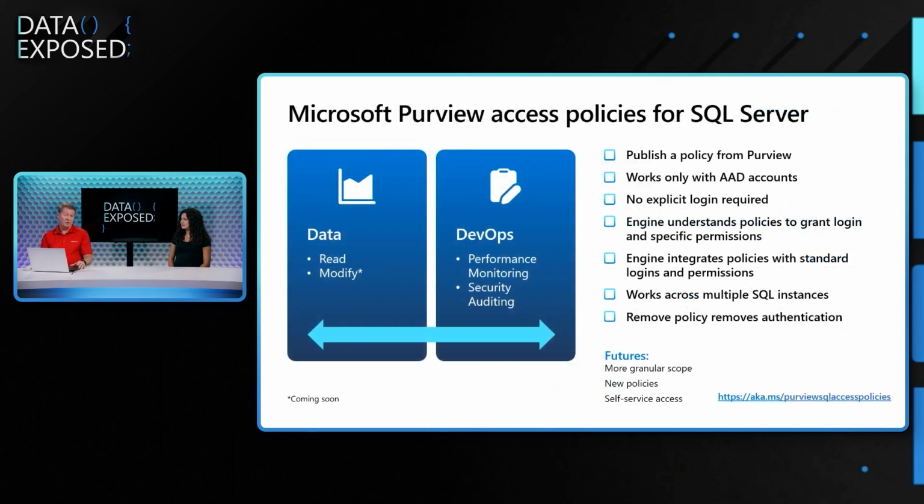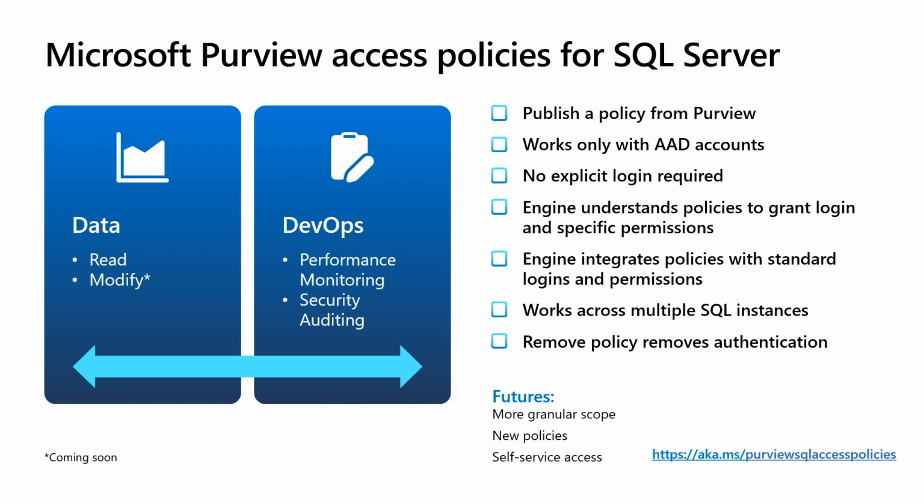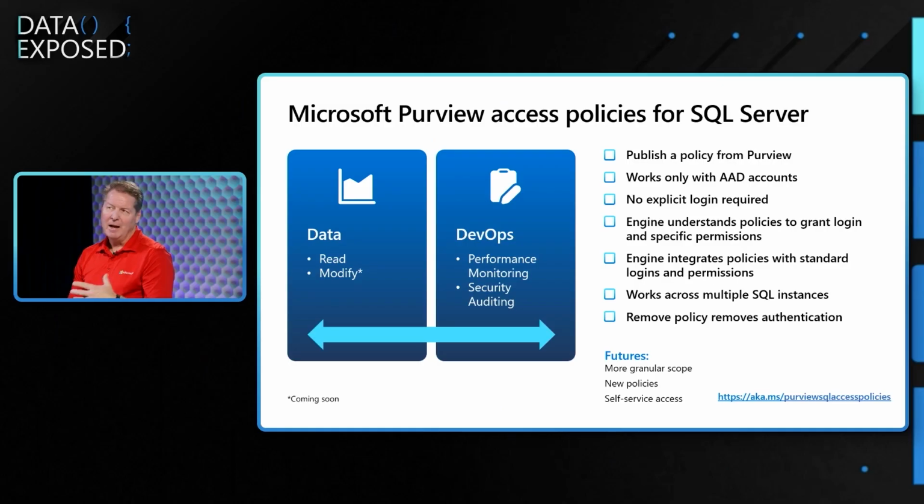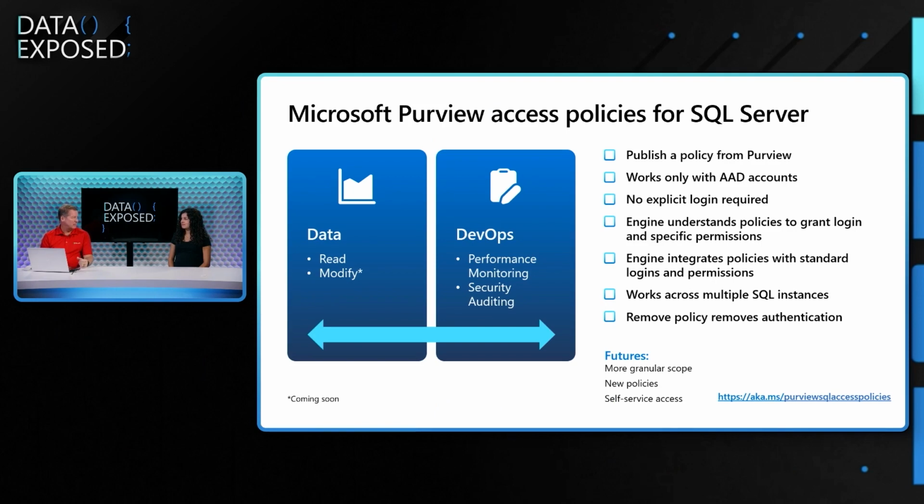Now, the other part of the story is Purview access policies. Let's say you don't want to grant specific logins access into SQL Server. You want to go to a central place like Purview to give somebody read rights, modify coming soon, or performance monitoring rights. Things you want to do outside of SQL, the SQL Server engine has been enhanced to understand these policies and automatically apply them to the system. And the beauty of this technology is this: I can apply this across 50 SQL servers in one place. So that is both AAD access and Purview. It's a pretty powerful story from a security perspective.